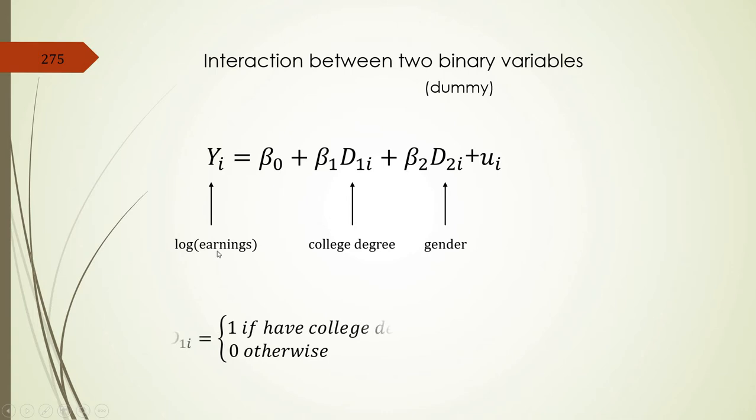For example, this will be earnings, the logarithm of earnings. This will be college degree, and this will be gender. College degree has two values, 0 and 1: 1 if someone has a college degree. And D1 will be gender, actually 1 if it's female, 0 otherwise. We know from theory or real life that earnings, which depend on the college degree, also depend on being female. Females and males with a college degree don't have the same incomes because there is a gender pay gap.